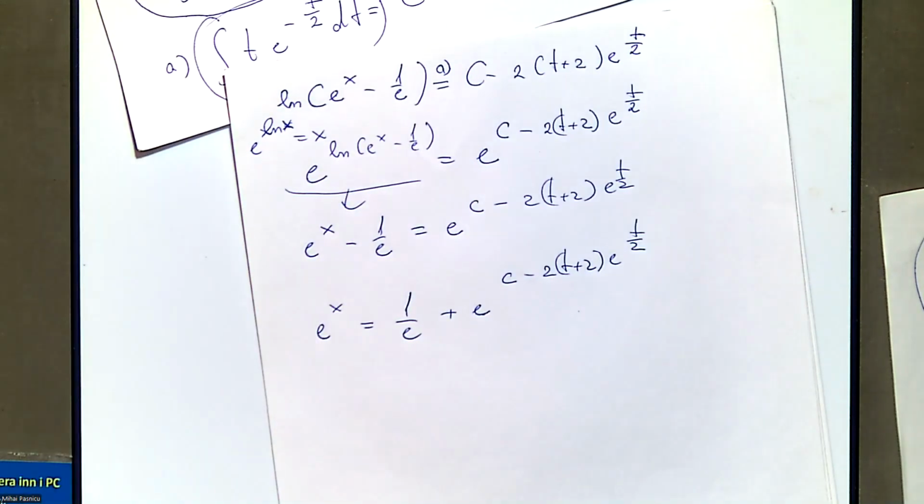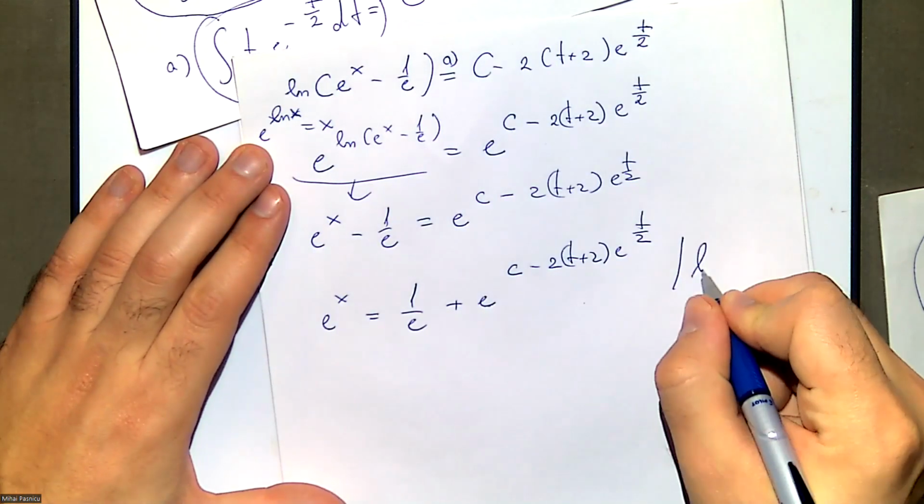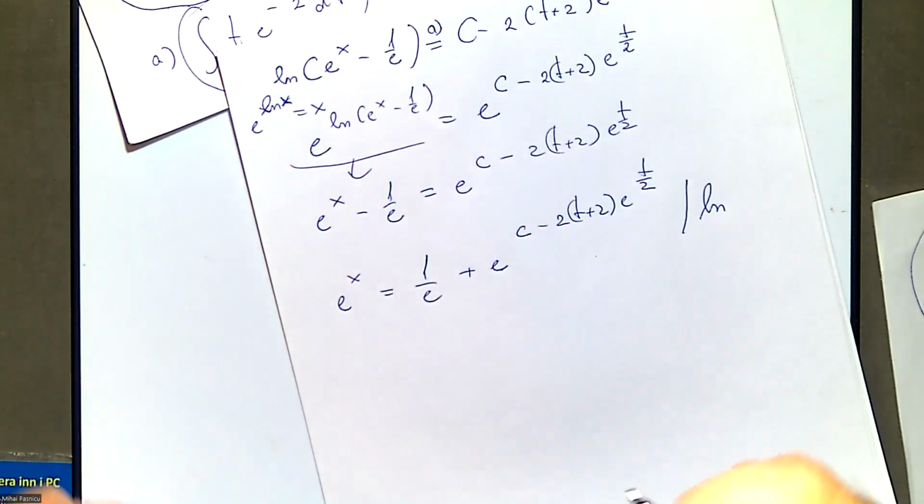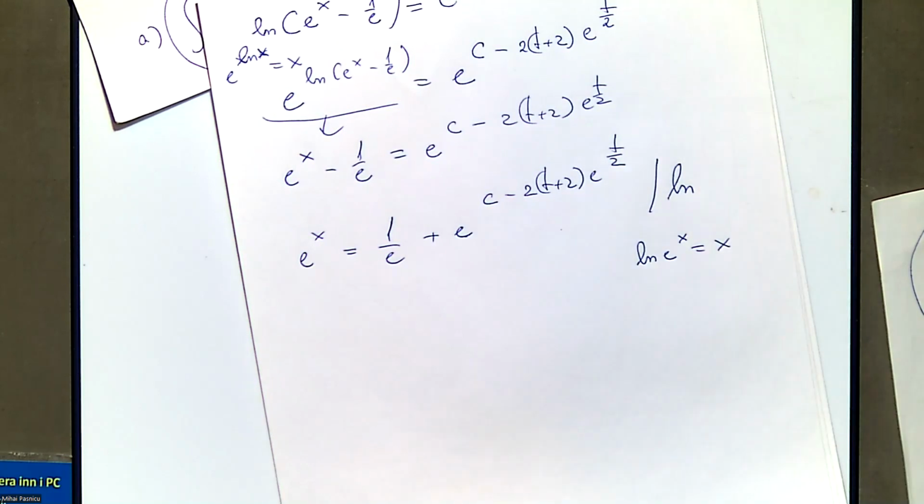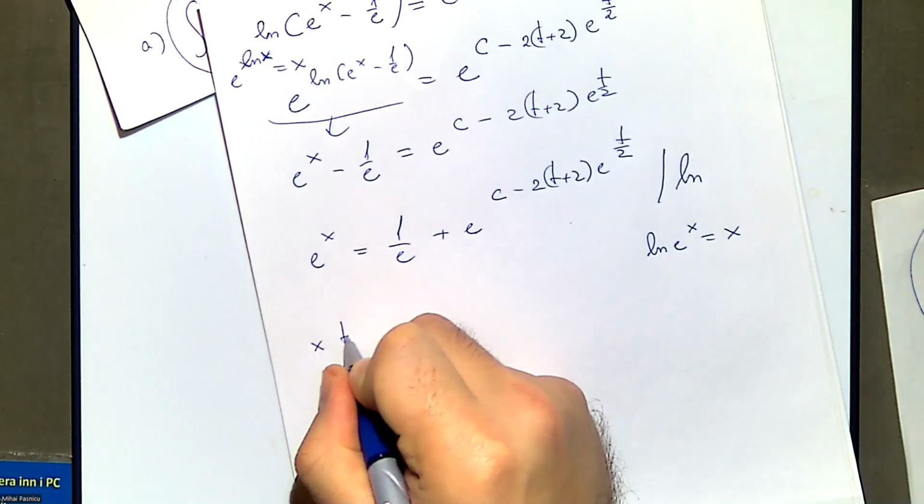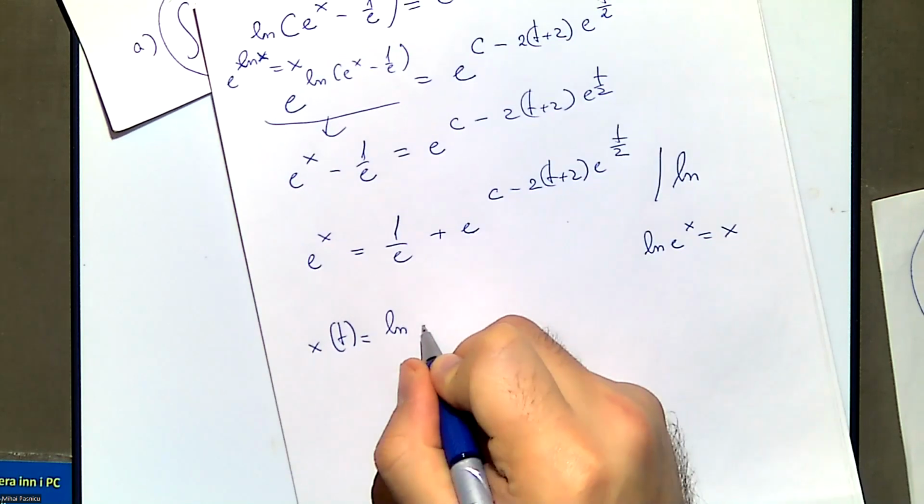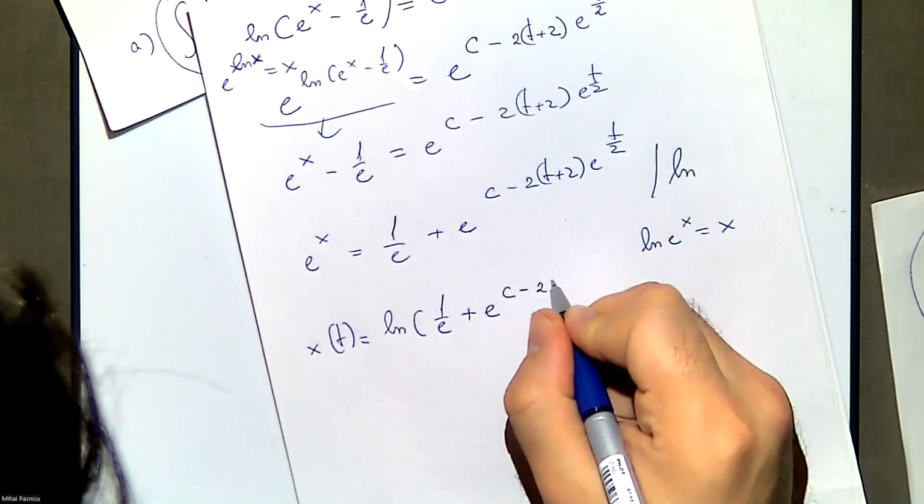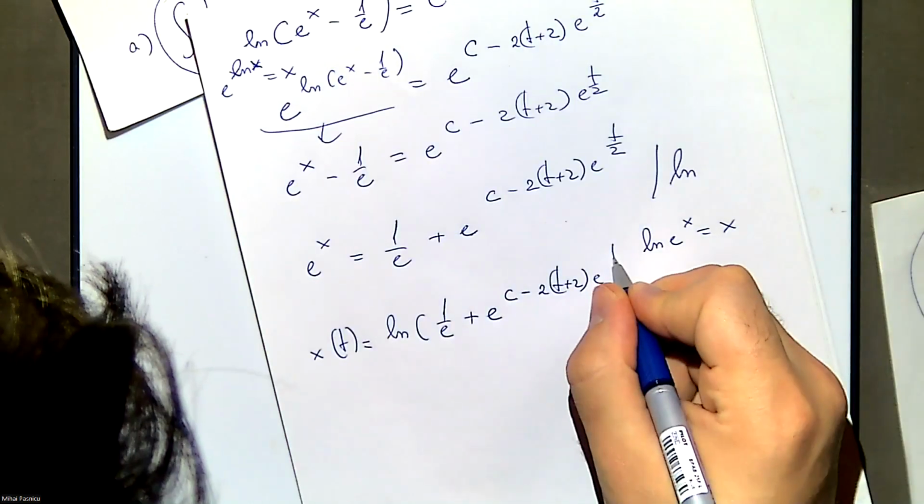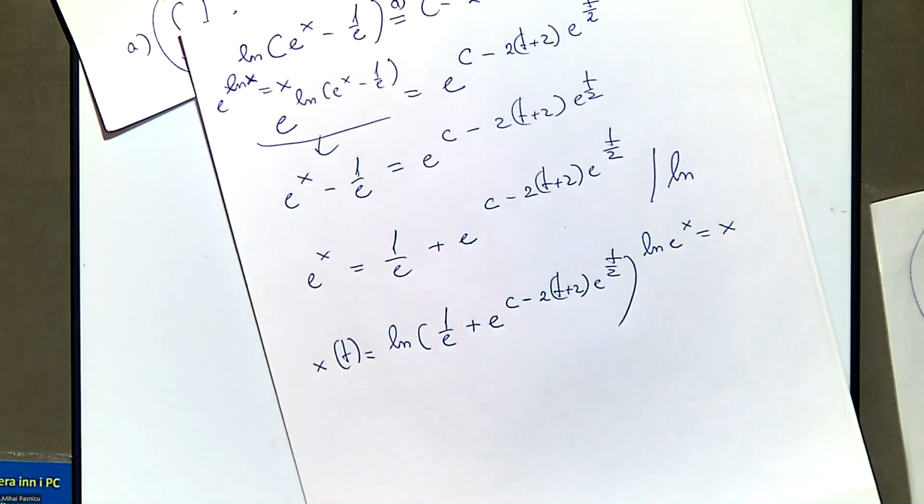It doesn't help me. And now finally, to make everything look nice, I'm gonna take an ln of this. The reason is ln e^x is equal to x by definition. So I get x of t is equal to ln of (1/e plus e to some constant to the power of (t plus 2t)/2). And I know it looks ugly, but I don't care. It can look however ugly it needs to look. I'm done. For me, the problem is over. It doesn't matter if it's ugly or not.